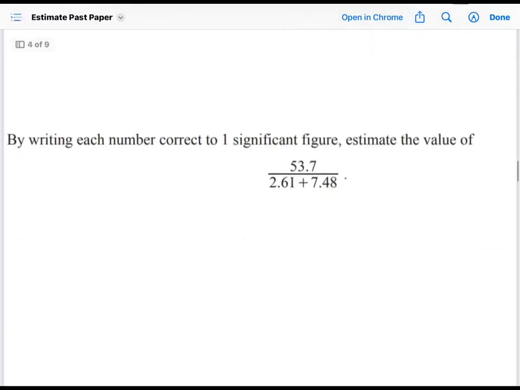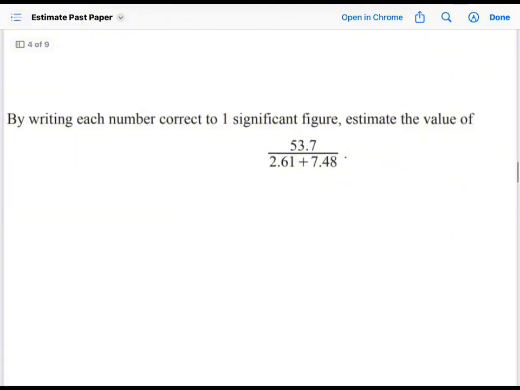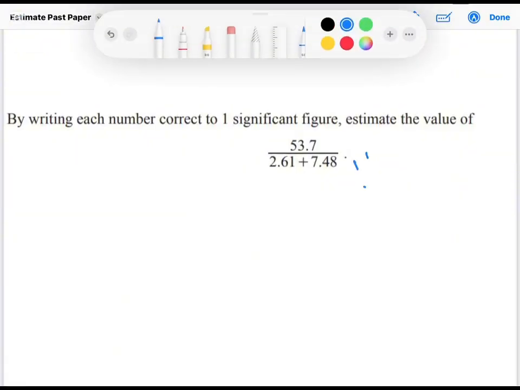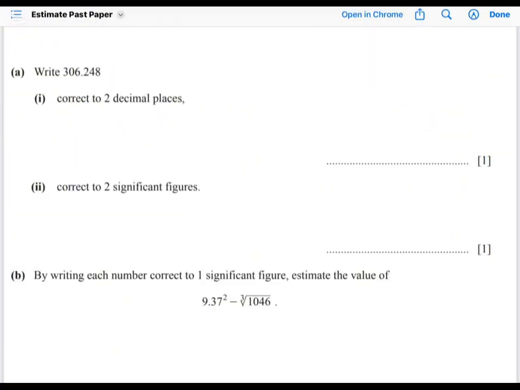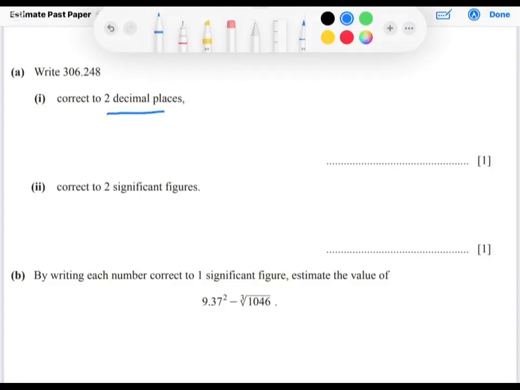Now next question. Again same type of question. This question is homework for you. Try this question. So next question we have, write 306.248. Now the first part is correct to two decimal places. Two decimal places means after the decimal they need two numbers only. Okay, three decimal places means they need after the decimal three numbers only.